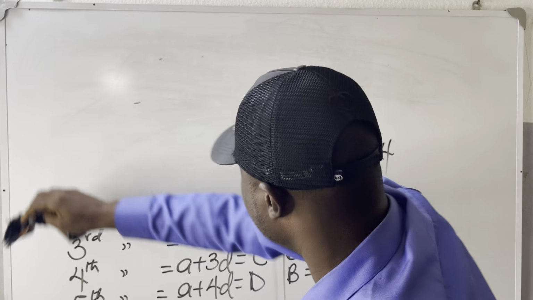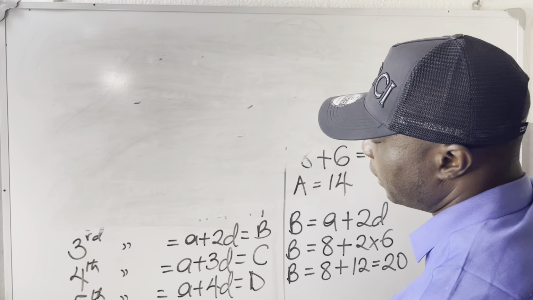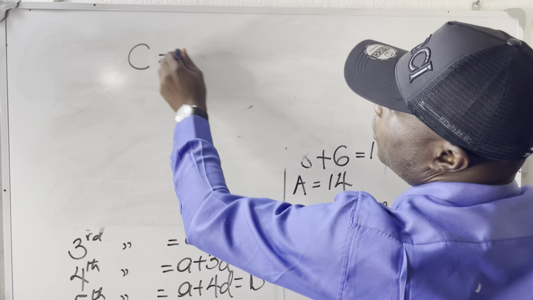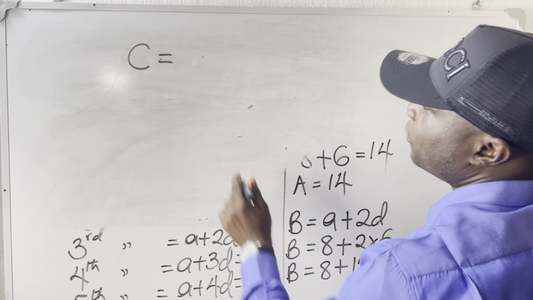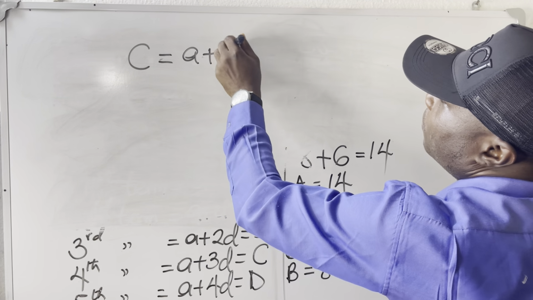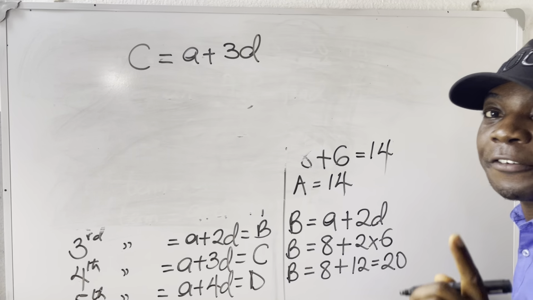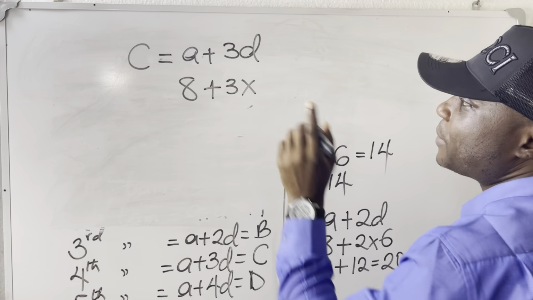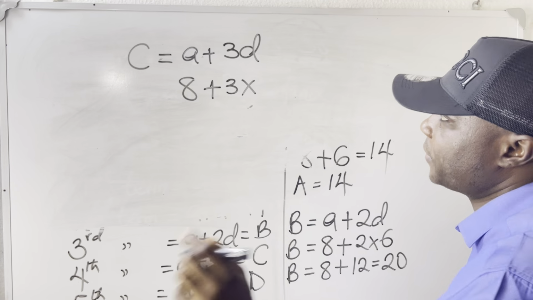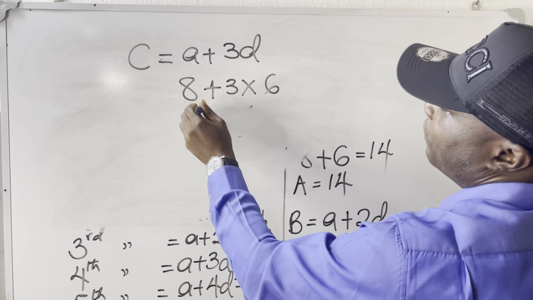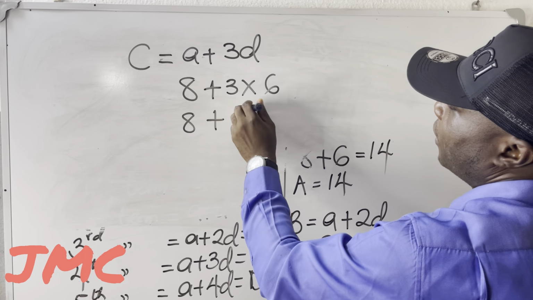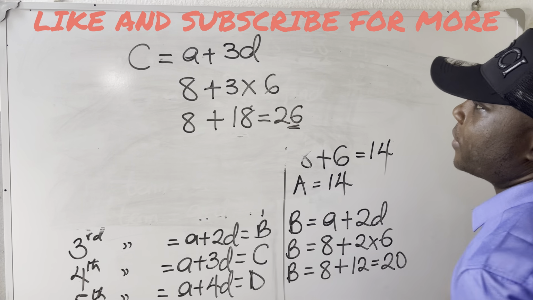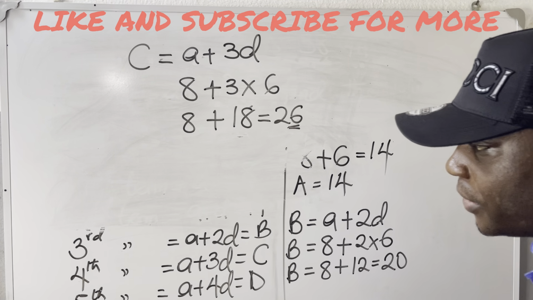Now, for us to get letter C, our fourth term, letter C will be equal to a plus 3d. Don't forget our first term is 8. So we'll have 8 plus 3 times the common difference, and our common difference is 6. So we'll have 8 plus 3 times 6, which is 18, and 8 plus 18 is 26. So letter C is 26.